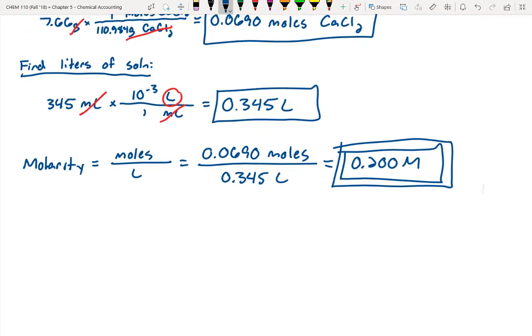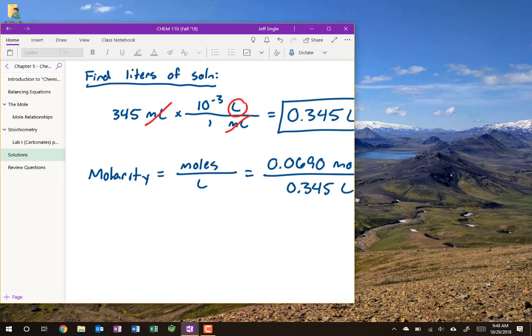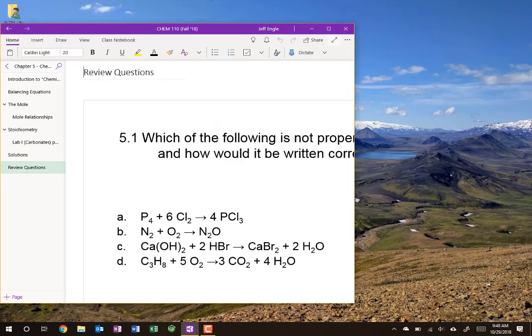And if you noticed, I was very careful to only use 3 sig figs here. So sig figs are really important with stoichiometry, just as they are with any sort of measured values in general. Does that make sense? The number one mistake students make with solutions is they forget to convert grams to moles, or they convert their volume to an incorrect unit rather than liters. All right, so let's do a bit of review, and then we'll jump into the carbonates lab.